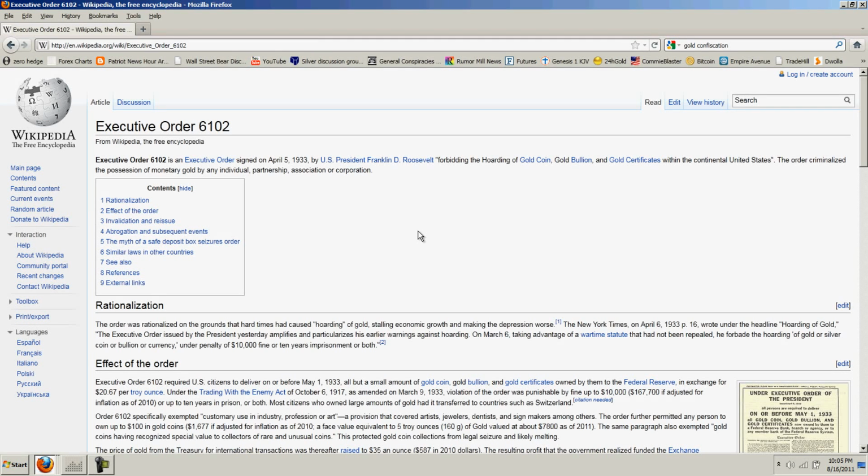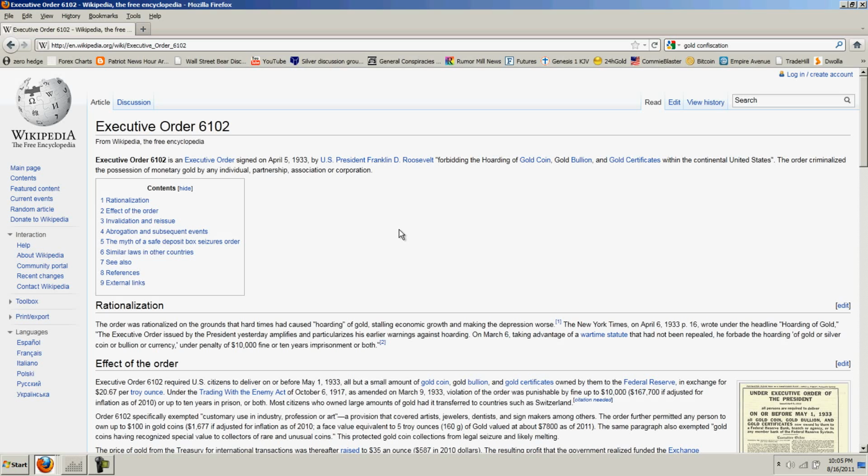We want to jump right over to the quote-unquote confiscation that happened in 1933, which is Executive Order 6102. And I'll read a little bit of this to clarify what I'm going to talk about. The first thing I want to point out is this wasn't confiscation.